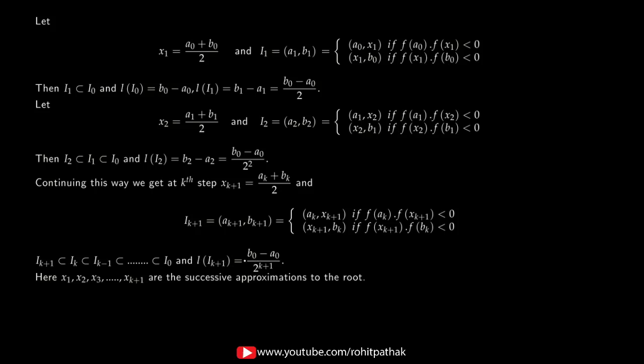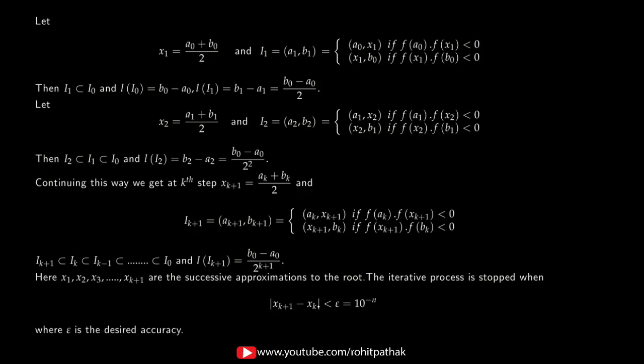So these x1, x2 up to xk+1, these approximations will tend to the real root in successive steps, and after some number of steps, we get the real root. These repetitions are called the iteration process. Iteration means when we use the result obtained at one step in another step. So this is an iterative process, and this process will stop when the desired accuracy condition is satisfied.